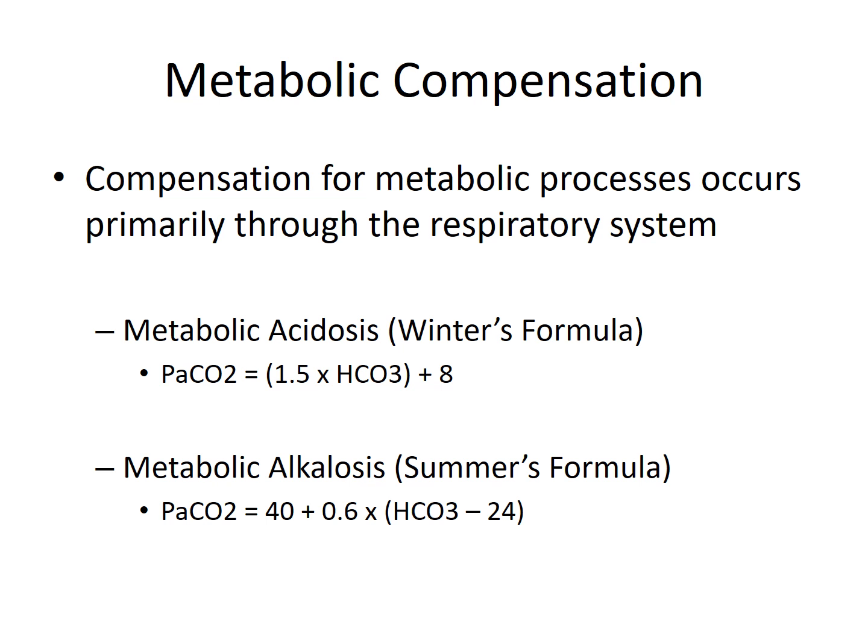For metabolic alkalosis, we use a slightly different formula, sometimes called the Summers formula. This is a bit of a joke as these formulas aren't really named for the seasons. Winter's formula is named for Dr. Winter, but it can be an easy way to remember it. Anyway, for metabolic alkalosis, we calculate the difference between the measured bicarb concentration and a normal bicarb concentration, or 24. We then multiply that difference times 0.6 and add that result to 40. That is what the CO2 concentration on the ABG should be.